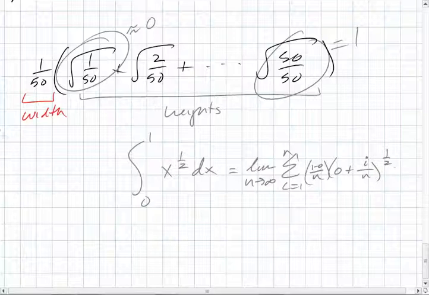So is this going to be exactly equal to this? No. Is it going to be pretty close? Yeah, because how many divisions did you make? You made 50 divisions. So the 1 over the width has nothing to do with the... No, this just tells you that you've made 50 divisions. That's it.